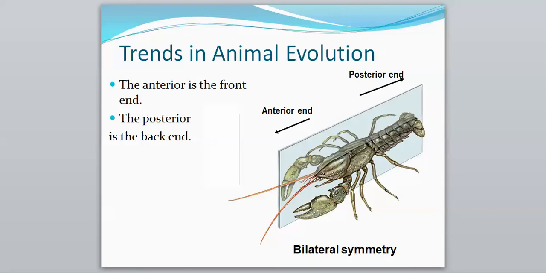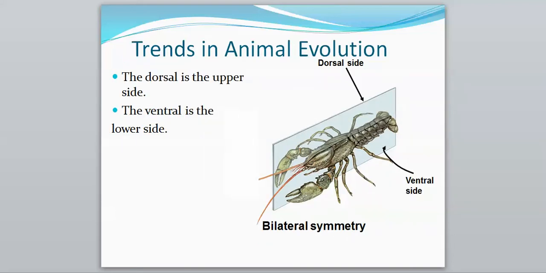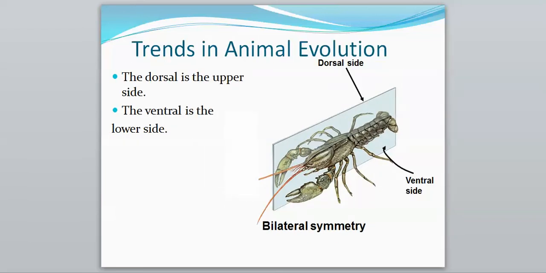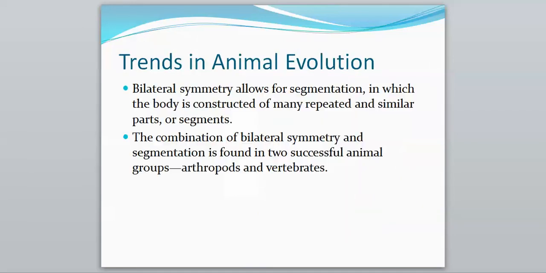And a couple other ones are what is known as dorsal and ventral. So dorsal is going to be the upper side. Think fish and things like that have what is known as dorsal fins, and those are fins that are always on top. And then the ventral side is going to be the lower side. So we have anterior, front, posterior is the back, dorsal is the upper, ventral is the lower. So these are all terms associated with animals that have bilateral symmetry.